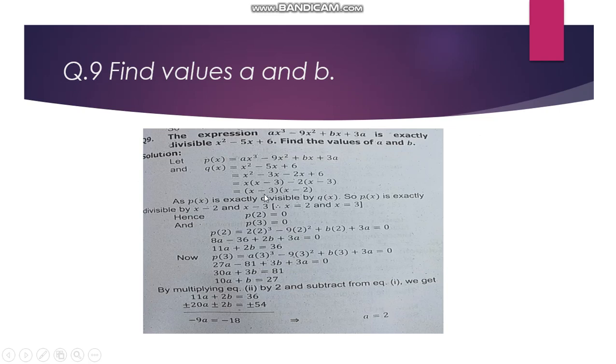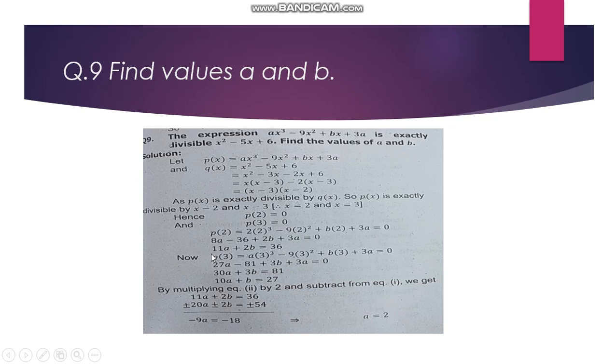Now I will assume x minus 3 is equal to 0. I will put x is equal to 3. So p of x is exactly divisible by q of x. So q of x is exactly divisible by x minus 2 and x minus 3. I will put one by one x is equal to 2 and x is equal to 3. So here p of 2 is equal to a into 2's cube minus 9 into 2's square plus b into 2 plus 3a is equal to 0.